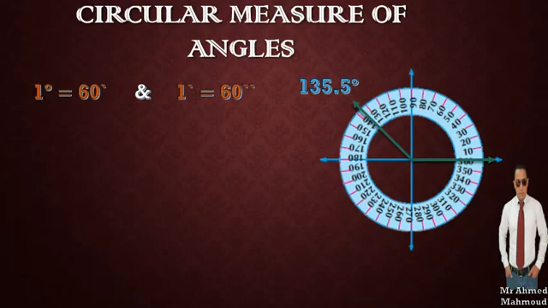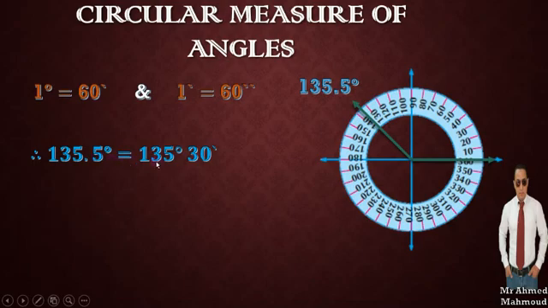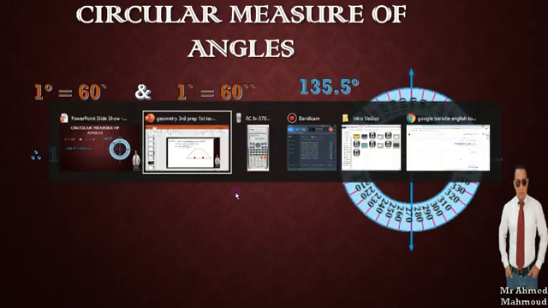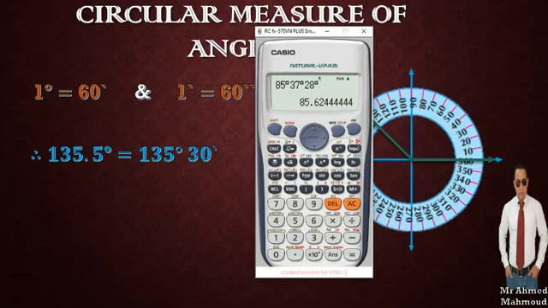Okay, it's not our business. Now, how can we change this one into minute and second? For example, if we have 135.5, it equals 135 degrees and 30 minutes. How come? By using the calculator like this. With this calculator, I need to change 135.5 degrees into minute and second.